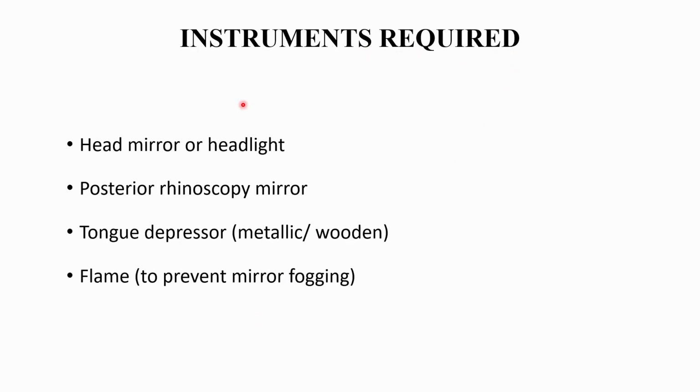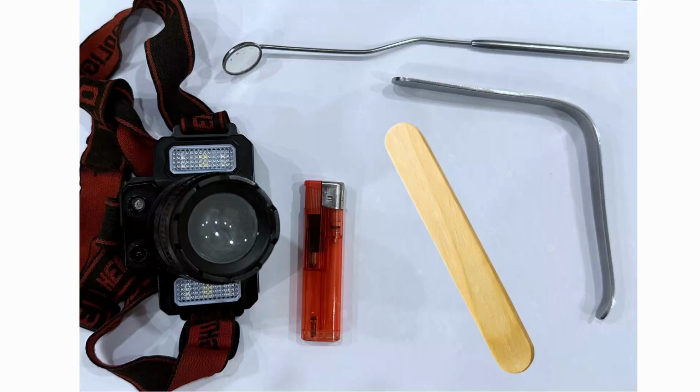Instruments required are the head mirror or the headlight, the mirror, which is the main part, and a tongue depressor, either metallic or wooden, you can use any. Metallic is preferred. And a flame, a lighter or spirit lamp, which is used to heat the mirror and to prevent fogging. So this is the picture of the equipment.